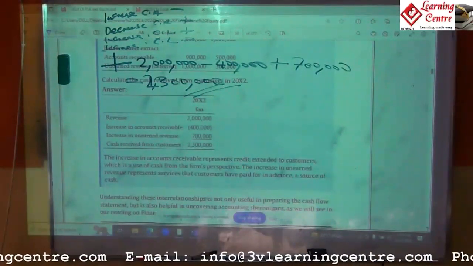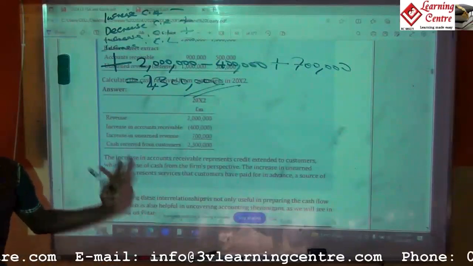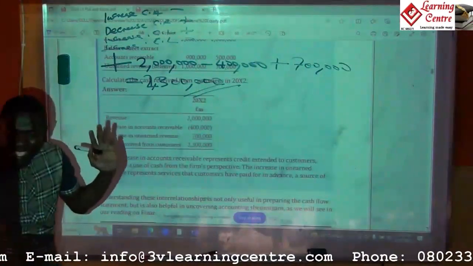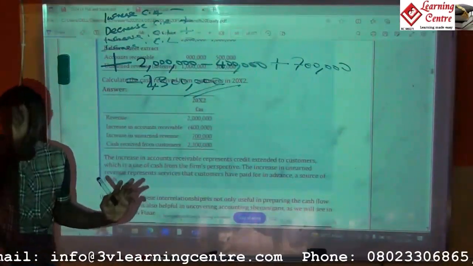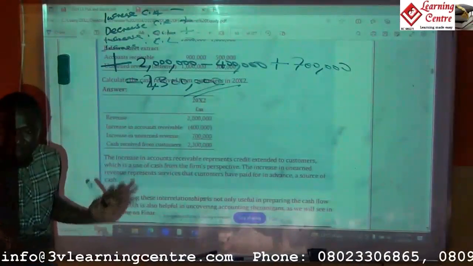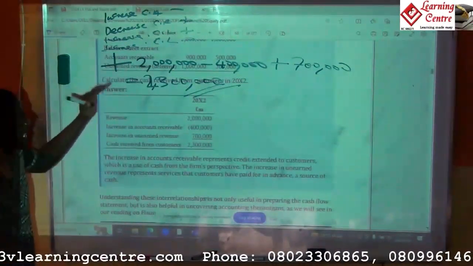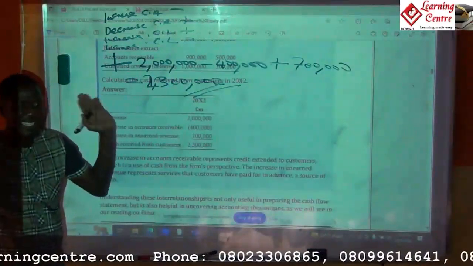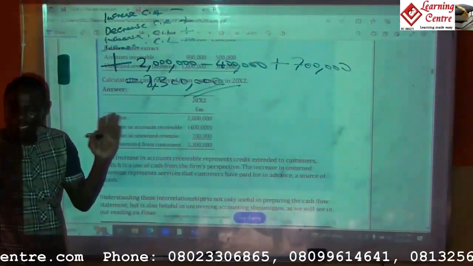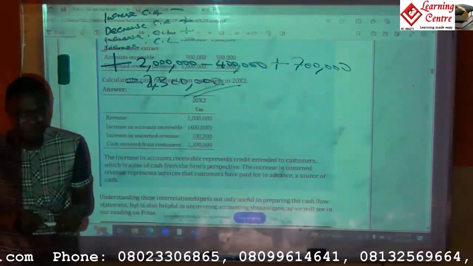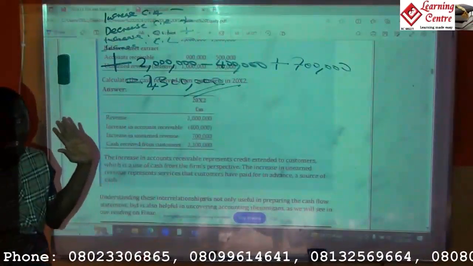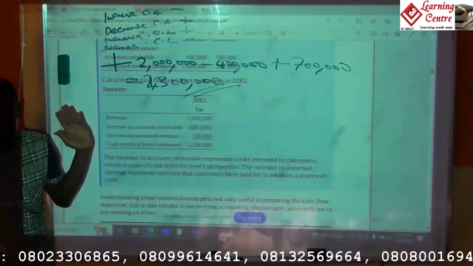You don't need to grab their method, just understand the basics. You are fine. When you see an inflow, put the sign first. Once you put the sign, boom, you are good. Then you follow the logic, like that, like that, like that. Understand the basics. You don't need to cram anything. If you notice, we haven't talked about any formula here. Just understand the basics and you are fine.